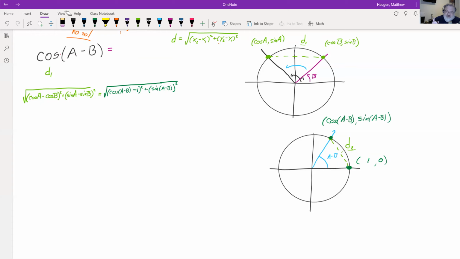But we don't want the tool to look like this. We'd love to have it preferably solved for cosine of a minus b, but certainly cleaned up quite a bit.